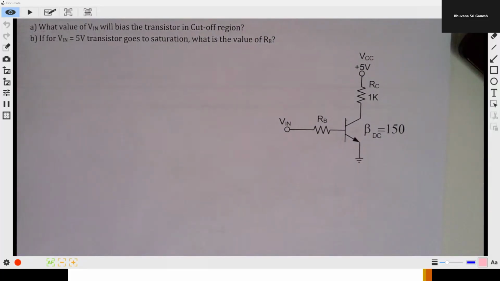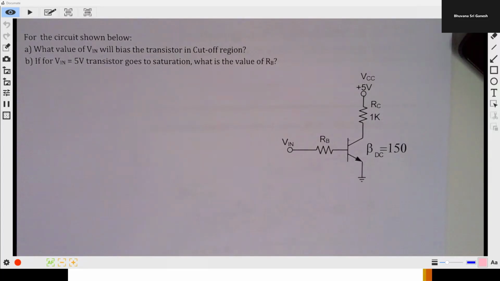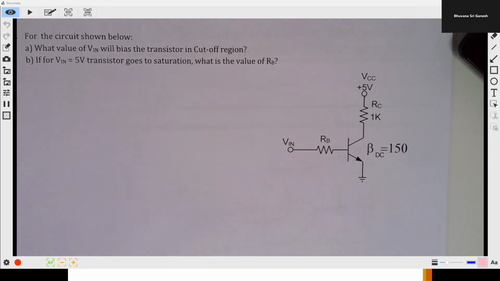For the circuit shown below, what value of Vin will bias the transistor in cutoff region? And part B is, if for Vin equals 5 volts the transistor goes to saturation, what is the value of RB?